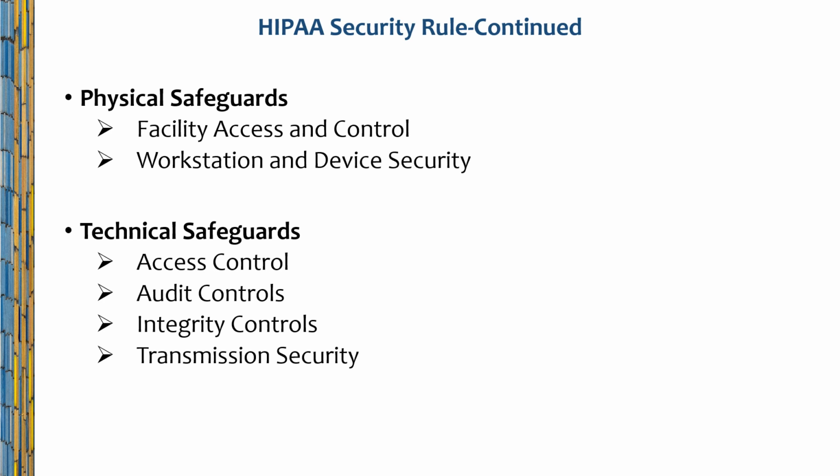Integrity controls. A covered entity must implement policies and procedures to ensure that electronic PHI is not improperly altered or destroyed. Electronic measures must be put in place to confirm that electronic PHI has not been improperly altered or destroyed. Transmission security. A covered entity must implement technical security measures that guard against unauthorized access to electronic PHI that is being transmitted over an electronic network.